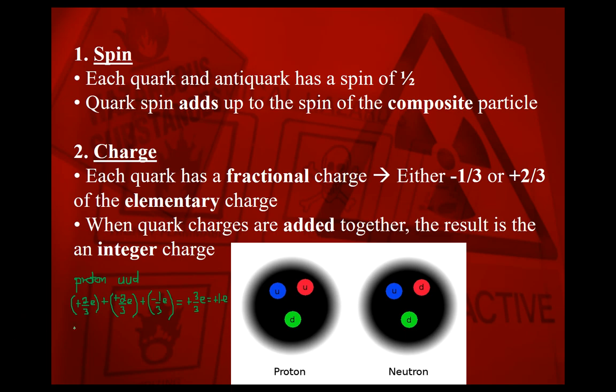Well, how about the neutron? So you can see here, the only difference between a neutron and a proton is that a neutron has a down quark instead of an up one. So it has a quark configuration of UDD. If we add these charges together, up quark has a fractional charge of +2/3 the elementary charge, down quark -1/3, other down quark -1/3. So you'd be going +2/3 minus 1/3 minus 1/3, and that would be equal to 0, which is the total charge of a neutron.